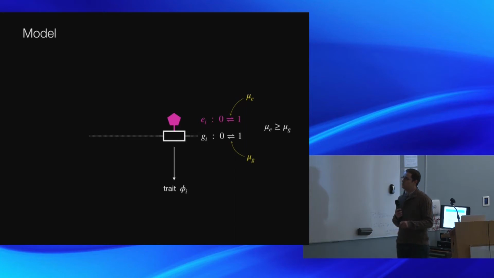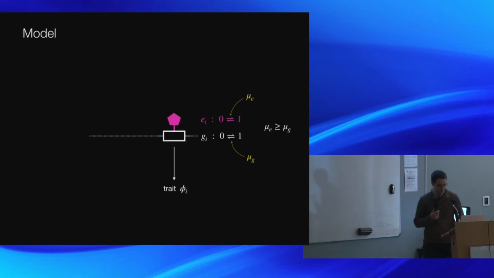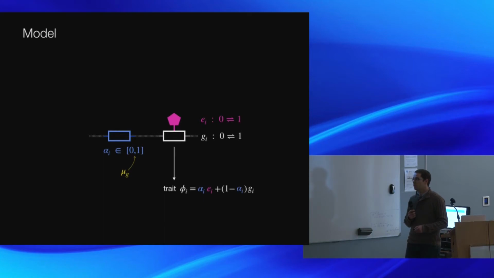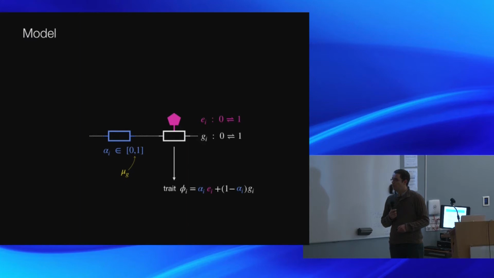The two states, the two media, contribute to a trait called phi I, where I is just for individual I. The contribution of each medium to the trait depends on another locus that changes the value of alpha I, the relative contribution of the epigenetic medium to the trait. So the trait value is the weighted mean of the genetic and epigenetic media, weighted by alpha I. Alpha I is genetically encoded, so it changes with mutation rate mu G. If you have a large value of alpha I, a large contribution of the epigenetic medium, the trait will be much more dependent on the epigenetic state.